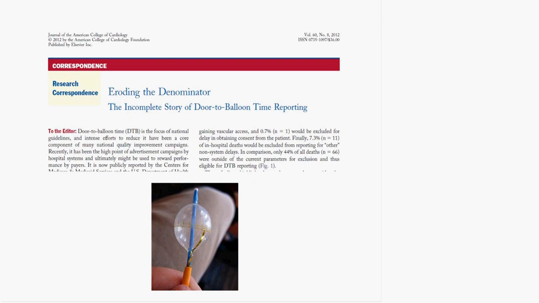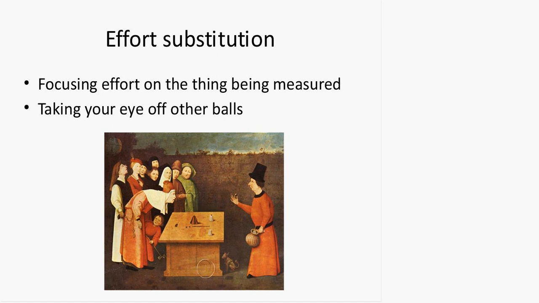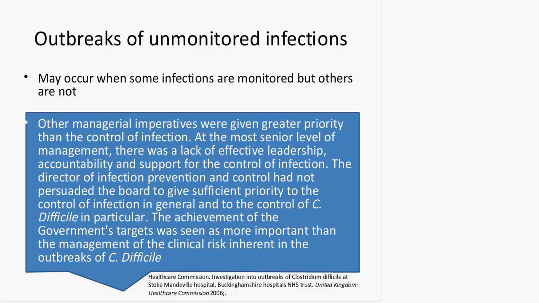It then occurs in the US. Gaming seems to be a problem in other measures that have been imposed externally, including door-to-balloon time for cardiac catheterization. But effort substitution, I think, is another problem, and it's a problem that everybody who works in healthcare will recognize. And this is the problem that what gets measured tends to be the thing that gets valued. And that can result in the eye being taken off other balls. So basically people start to divert their attention towards the thing that is being measured, and they may give less attention and less energy to equally important, possibly even more important things that aren't being measured.